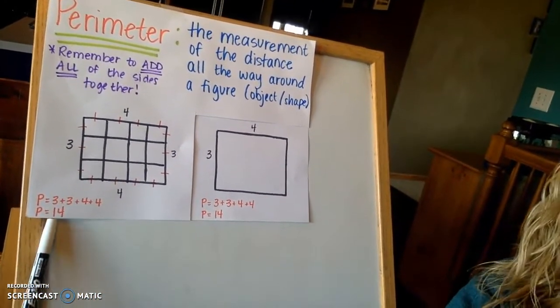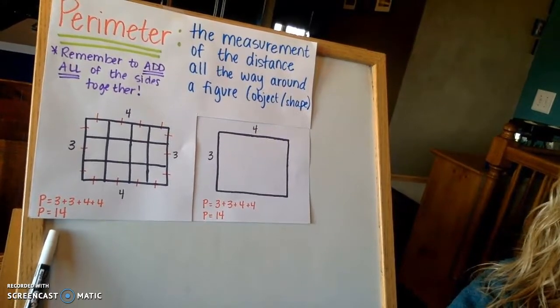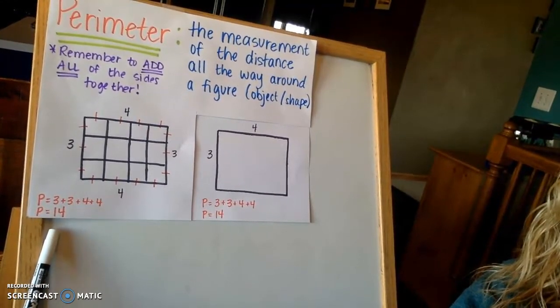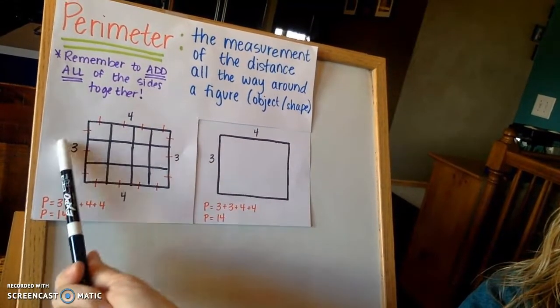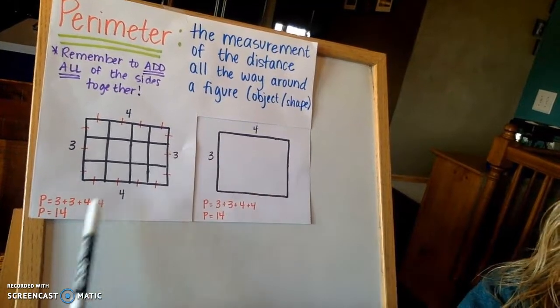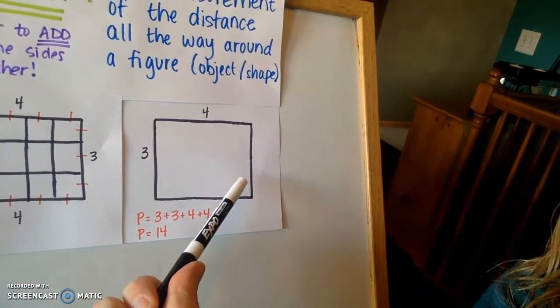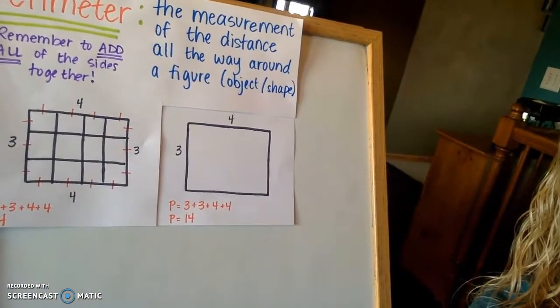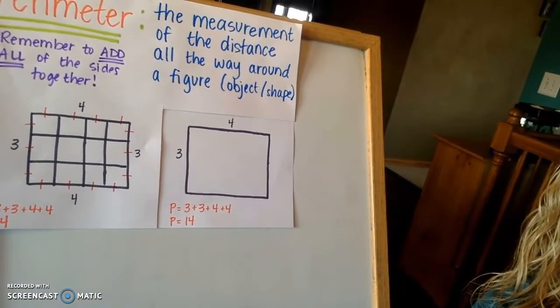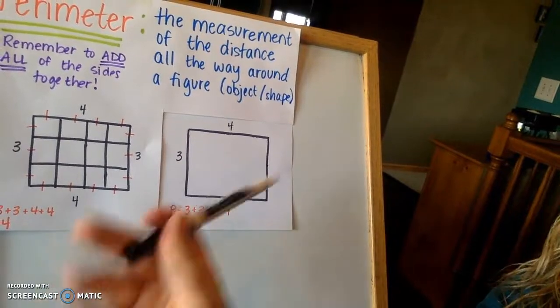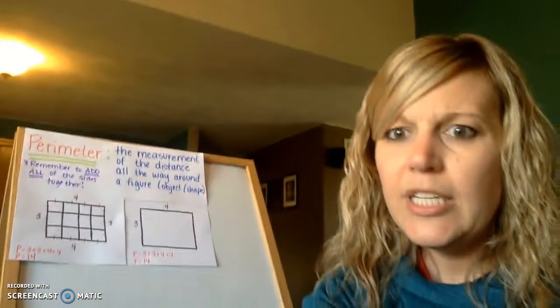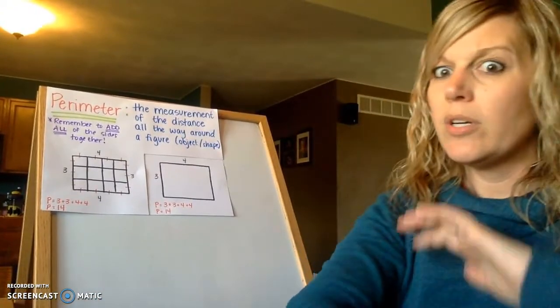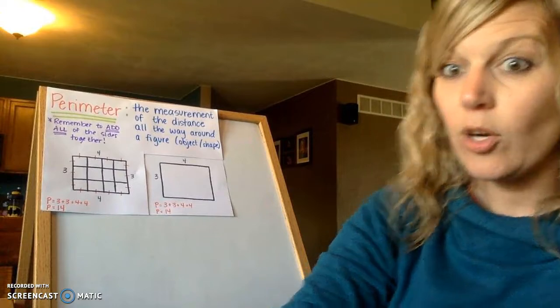Down underneath that, you can see my number sentence is 3 plus 3 plus 4 plus 4 because I had to add all of the sides together to equal 14. Over here, I made another rectangle, which is the same measurement. It just doesn't have those squares inside. And that's because I really need you to remember that perimeter is all of the sides added together.